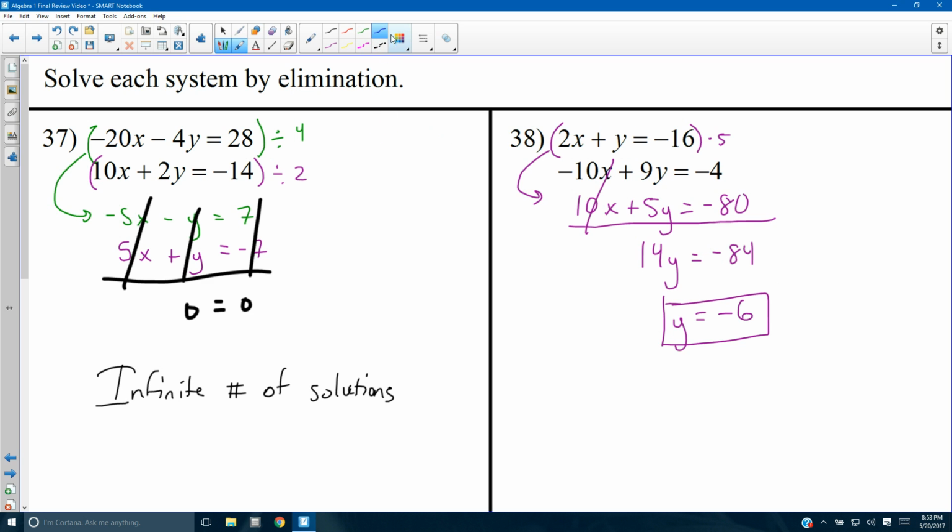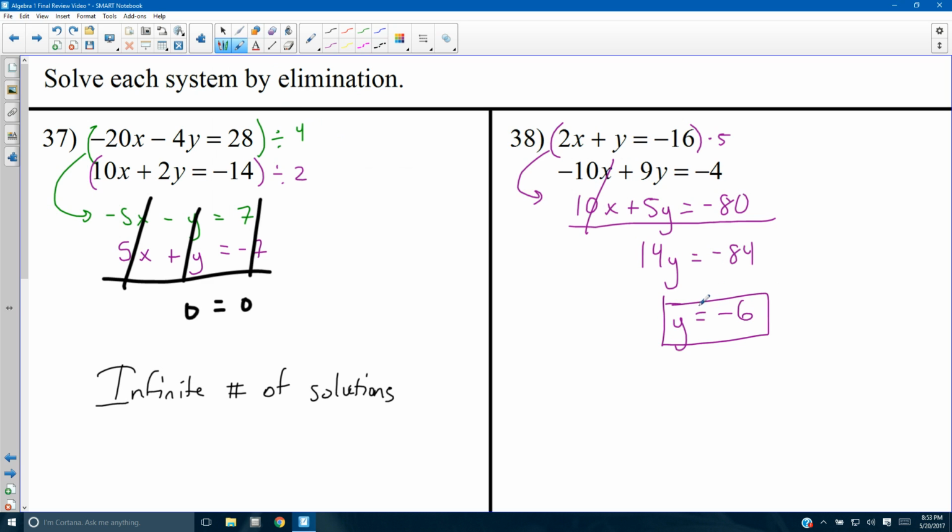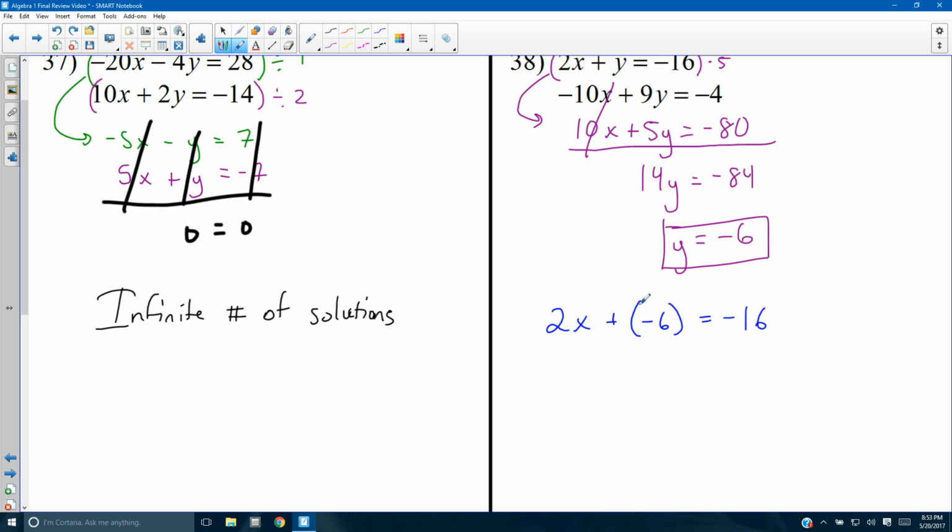Okay, we still have to solve for x here. Substitute this value in for y into an equation. Yeah, how about the top equation right here? Smaller numbers for sure. 2x plus negative 6 equals negative 16. 2x plus negative 6 is 2x minus 6. Let's add 6 to both sides. We'll get 2x equals negative 10, and x equals negative 5.